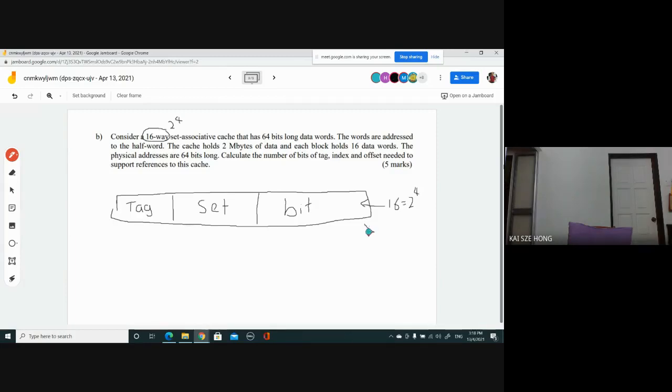16 million means your cache size has to be divided into 16, right? Yeah, okay, very good. One block is 16 data words. Sixty-four bits long data words. 64 bits long data words. Yeah. 16. Okay.